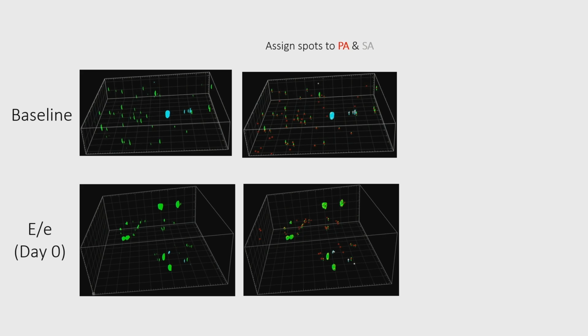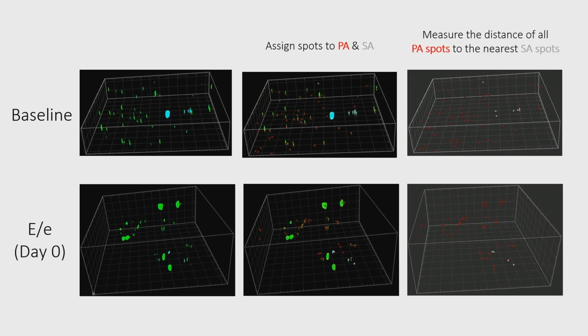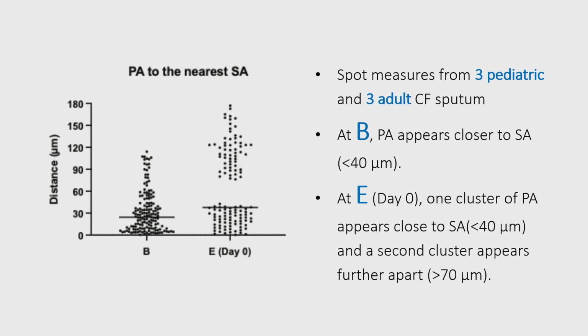In MRS, what we do is we assign dots to the distribution. So the PA is assigned a red dot, whereas the SA is assigned gray dots, and then you remove the biovolume, and then you can measure PA to the closest SA to see the spatial difference. We did this with 3 pediatric and 3 adult patients. This is a kind of new analysis that we're looking at.